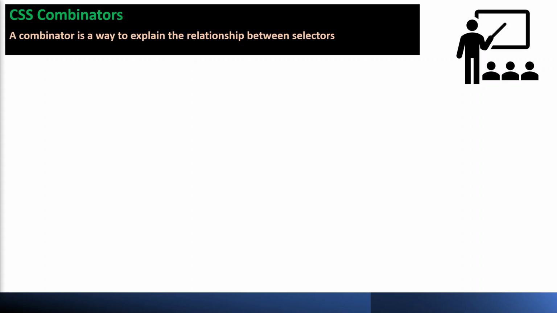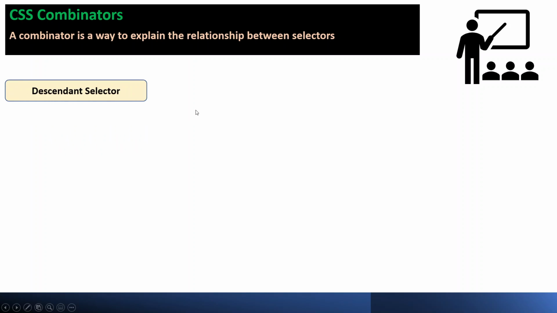So there are four different combinators in CSS. The first one is the descendant selector. And this selector matches all elements that are descendants of a specified element, right? So that is the first one that we're going to be looking at. The next one is the child selector. The child selector selects all the elements that are children of a specified element. So we'll be looking at that also.